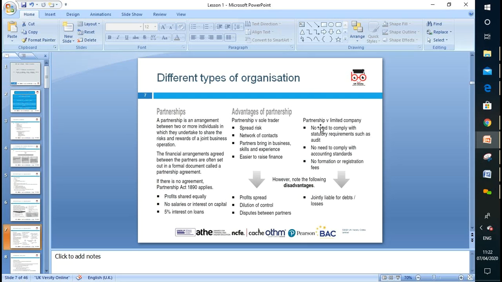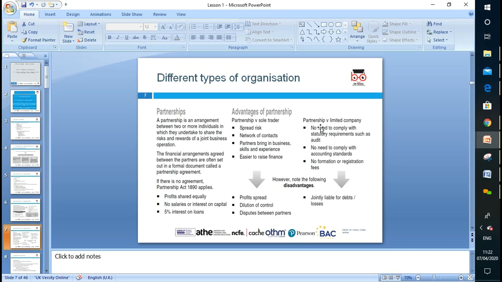So the advantages, compared to a sole trader: risk is spread, a network of contacts, partners bring skills and experience into the business, and it's easy to raise finance. If you bring in five or 20 partners, they can easily bring 100,000 into the business. Different partners can invest different proportions of the investment as well. Profit can be spread. On control, there can be disputes between the partners. Sometimes there is a conflict of interest.